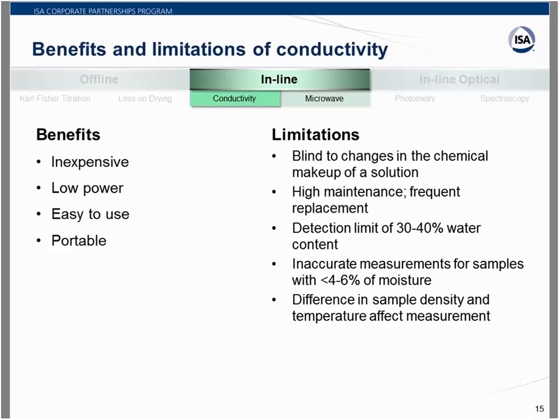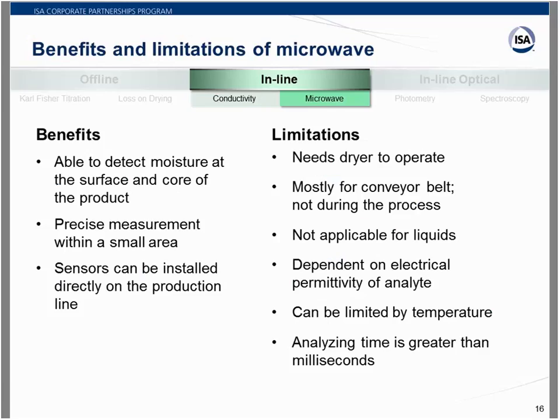And sample density and temperature: once again, your matrix of the product affects the measurements by conductivity. Microwave benefits: can detect moisture at the surface or into the core of the product, down lower than the surface of a powder or granular bed or a thin sheet going by. It measures a small area where the microwave beam is impinging on the product, so you're taking a small area, assuming it's representative of the large bed of product.